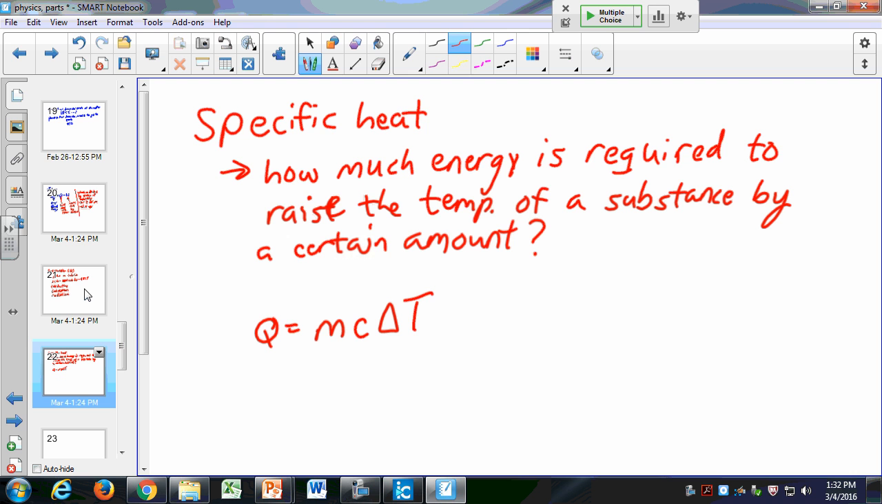So if I want to know how much heat must flow into a system to change it by this temperature, this is my mass, this is going to be my specific heat. Okay. And as I said, the specific heat of water is equal to 1 calorie per gram degree Celsius. It takes 1 calorie to raise 1 gram of water by 1 degree Celsius.